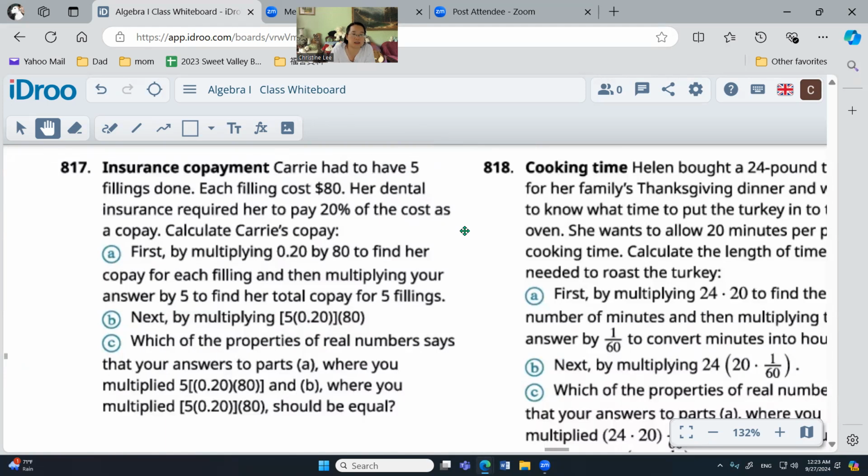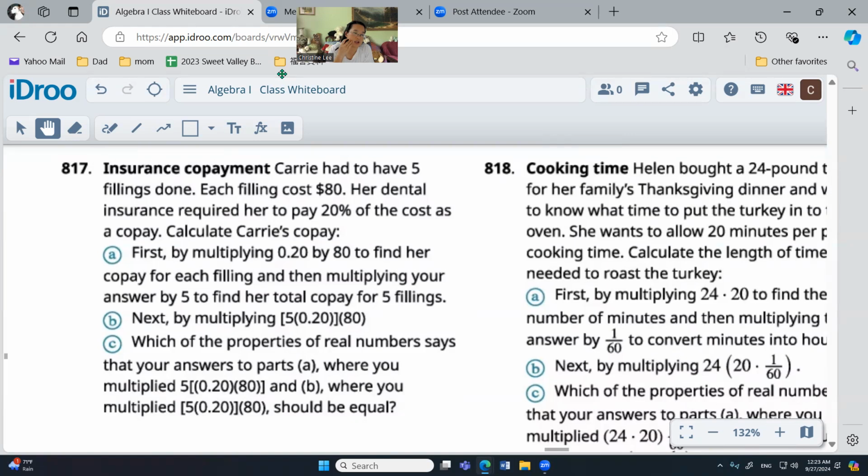Carrie had to have 5 fillings done. Each filling costs $80. Her dental insurance required her to pay 20% of the cost as a copay. Calculate Carrie's copay.